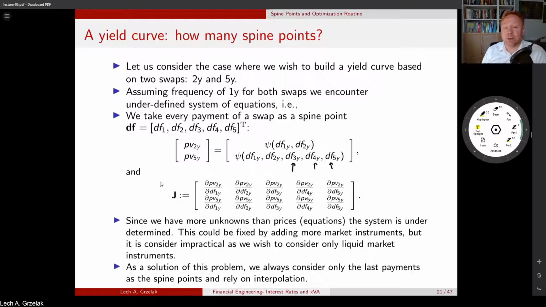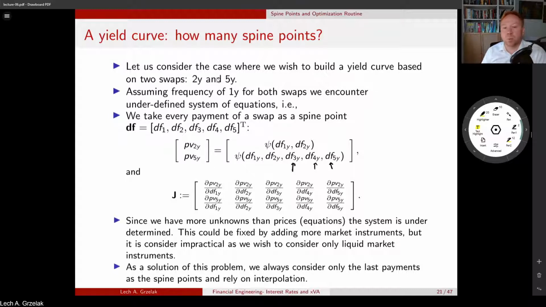An alternative, and actually this is common market practice, is to only look at the final payments of a swap. For example, if I have a 2-year swap, I have only one spine point at 2 years. If I have a 5-year swap, I'm only looking at the spine point at 5 years. If we do it this way, we have only 2 equations and 2 unknowns. Then the problem is well defined.